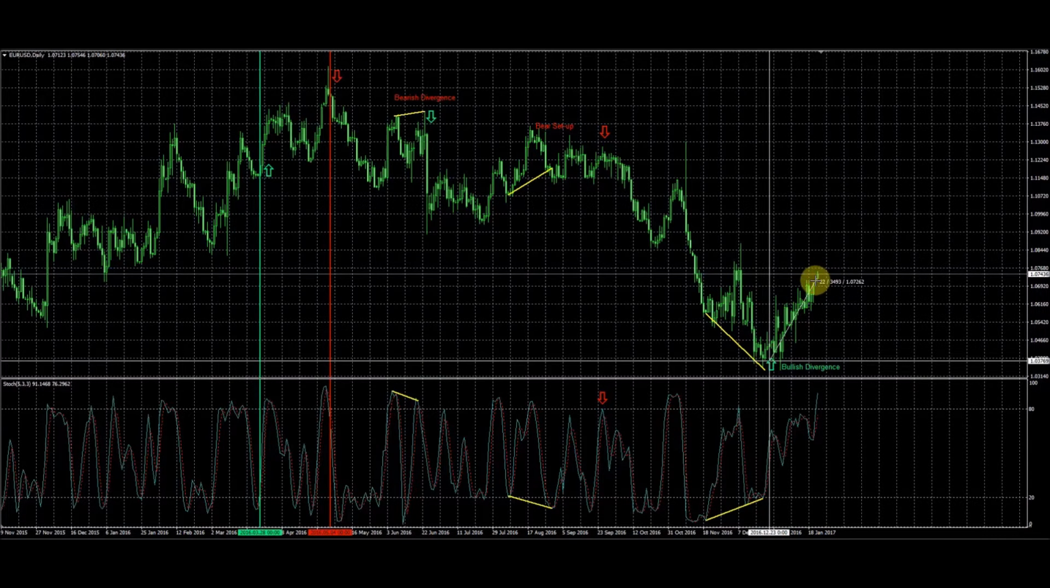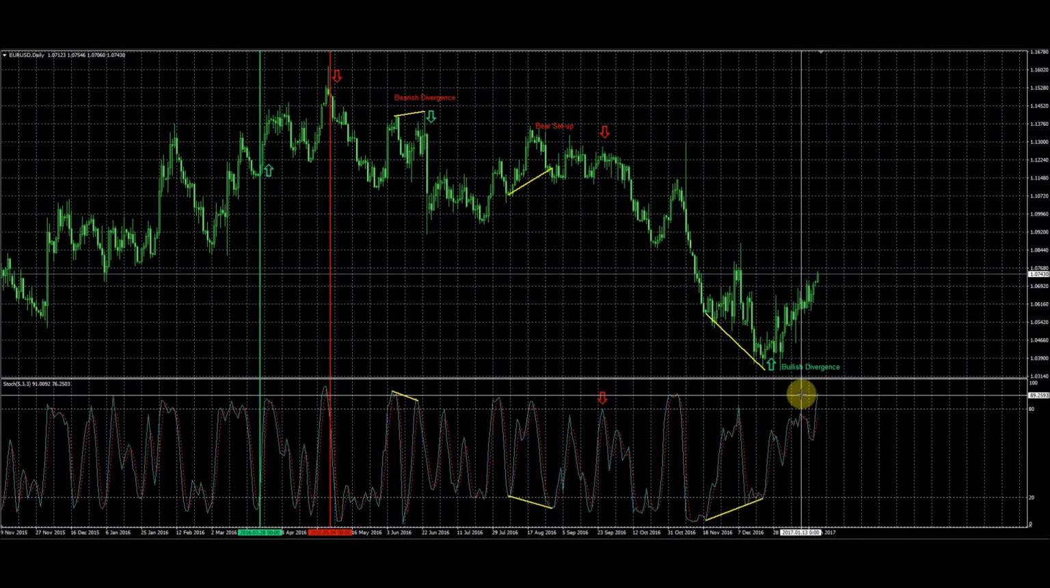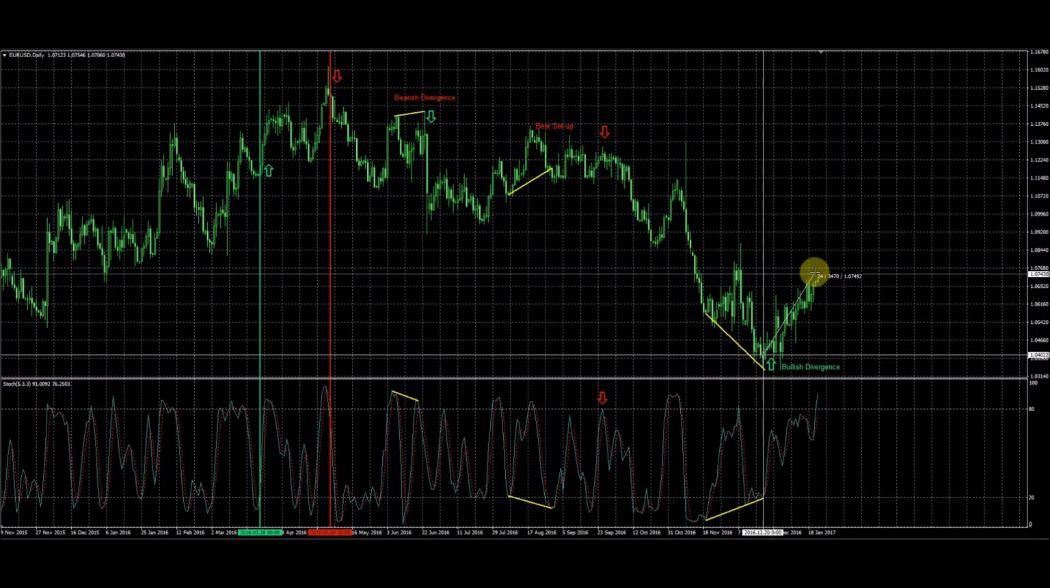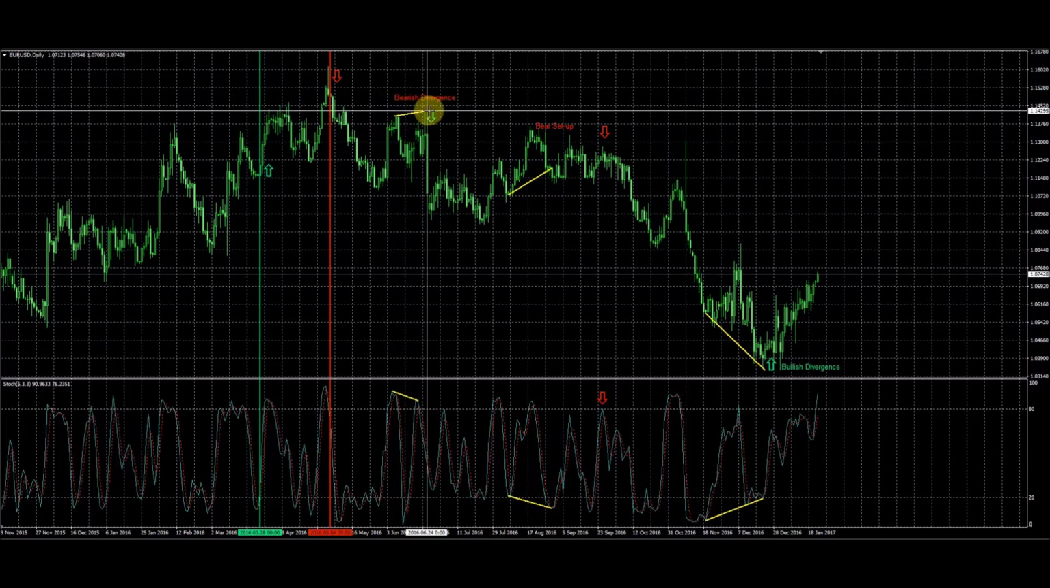I have pointed out two examples, one on the chart and below on the stochastic oscillator, and obviously there is the confirmation on this particular currency pair and a 350 pip trade. This is on the daily chart, but you can use it on any time frame.